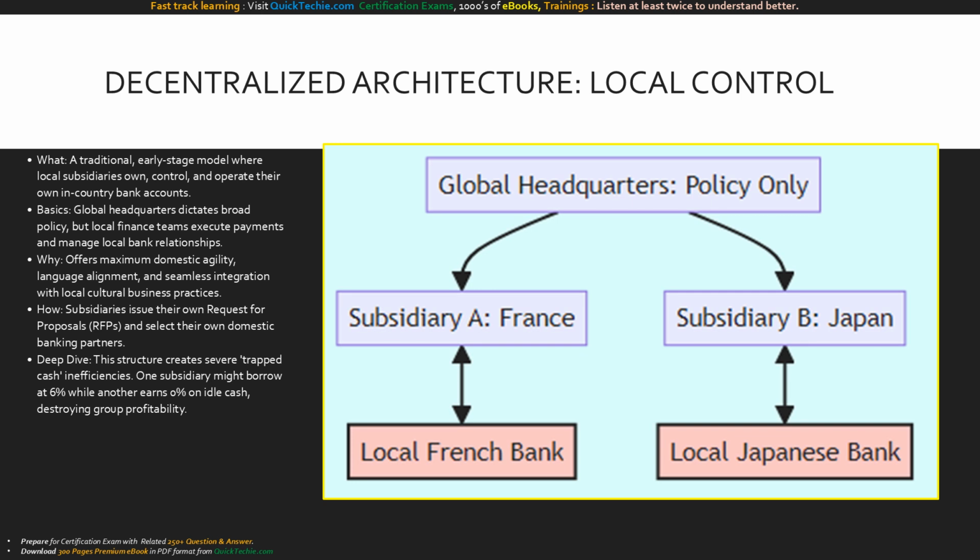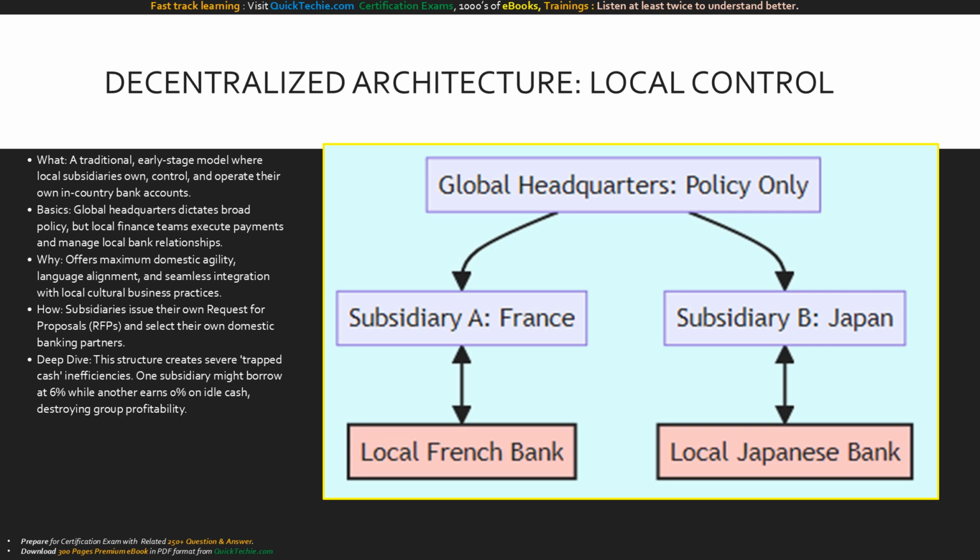Because the accounts are legally and physically isolated, Subsidiary A might be forced to borrow from a local bank at 6% interest to make payroll, while Subsidiary B has millions sitting idle earning 0%. It is highly inefficient. This diagram perfectly illustrates the siloed nature of a decentralized architecture.